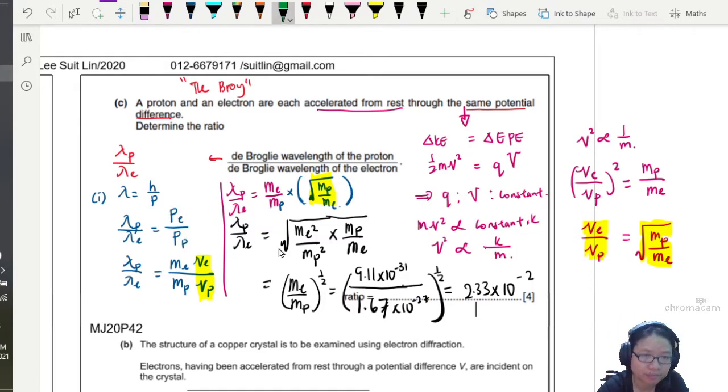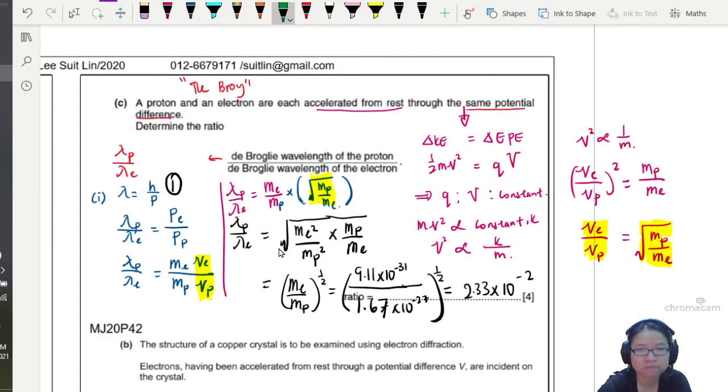The first mark you will get if you use the equation lambda is H over P. Logic, right? This is one of the most important. Second step, you know how to use the conversion of KE to electric PE. So this part here, you got 1 mark.